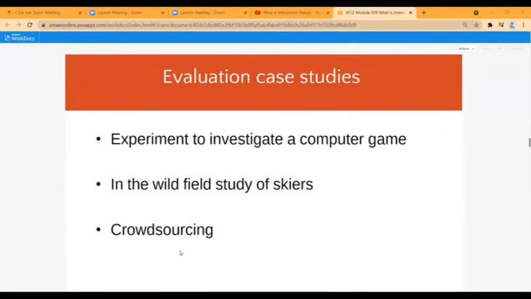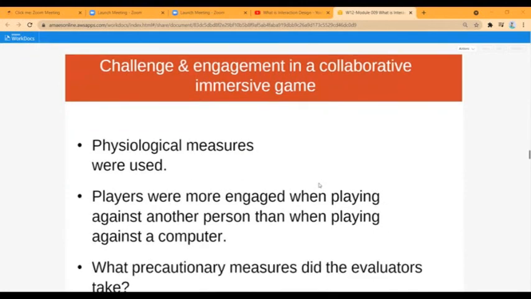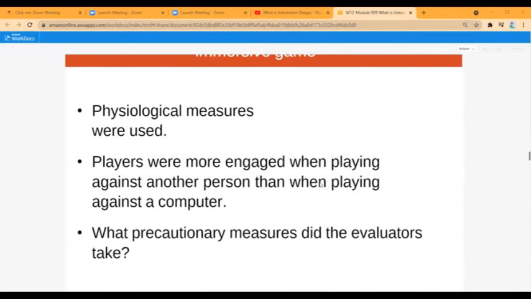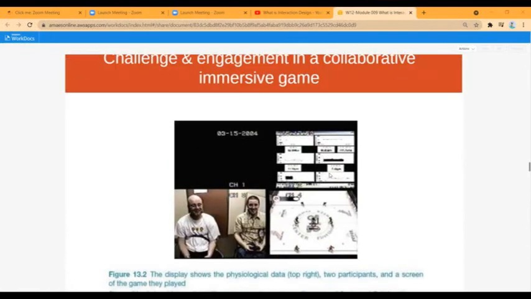For evaluation case study, okay, experiment to investigate a computer game, in the wild field study of skiers, and crowdsourcing. So below are the examples of that. The challenges and engagement in a collaborative immersive game, physiological measures were used. Players were more engaged when playing against another person than when playing against a computer. What precautionary measures did the evaluators take? So here is an example.